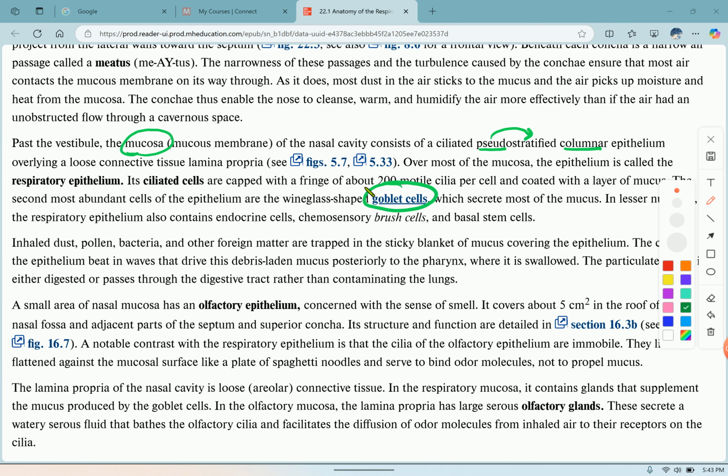All right, goblet cells are what make our mucosa, the mucus. Mucus comes from goblet cells, and you have goblet cells all over your body. Very important for that protective mucosal layer.